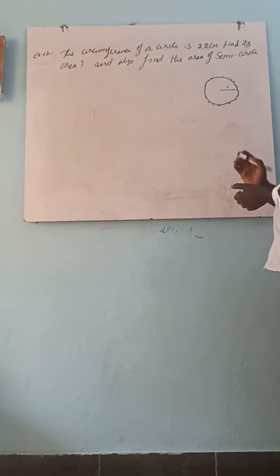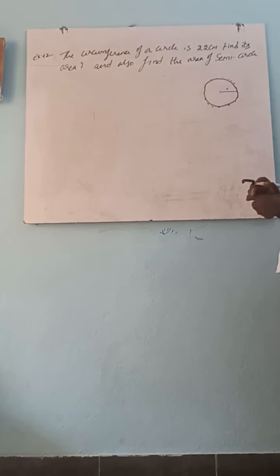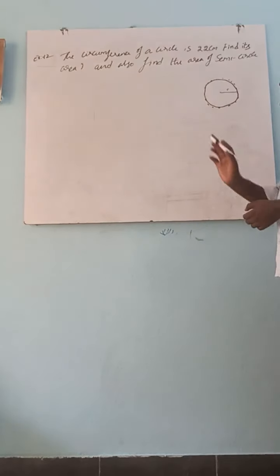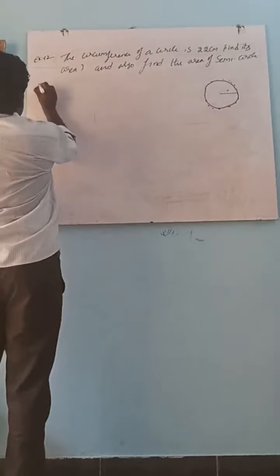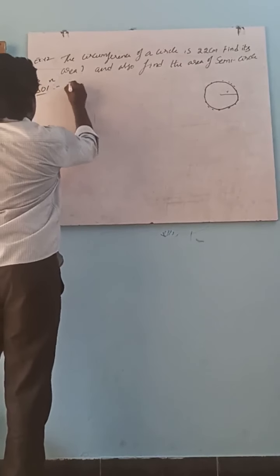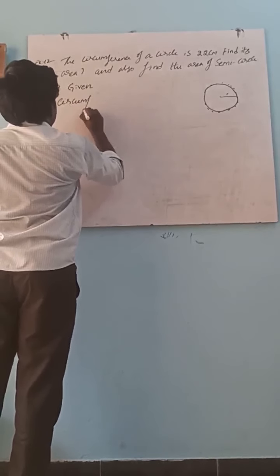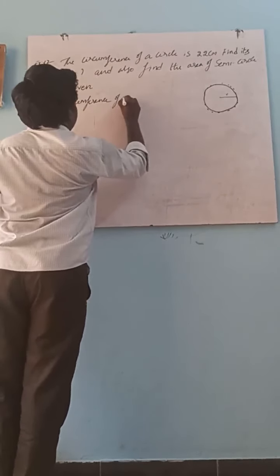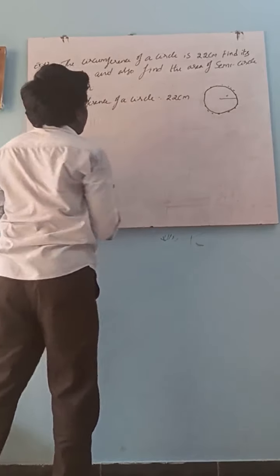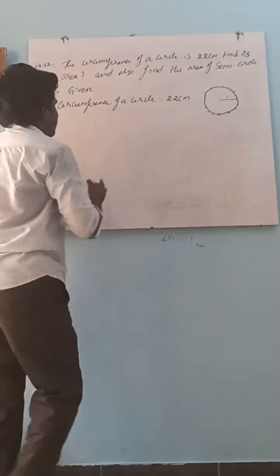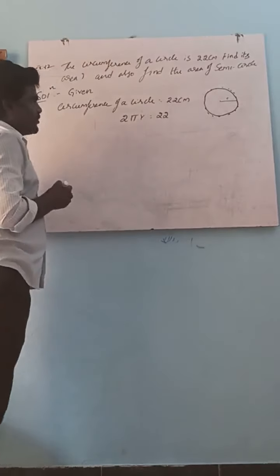Circumference means the measurement of all the points on a circle. They have given that the circumference of a circle is 22 centimeter. What is the formula for the circumference of a circle? 2 pi r. 2 pi r is equal to 22 centimeter.